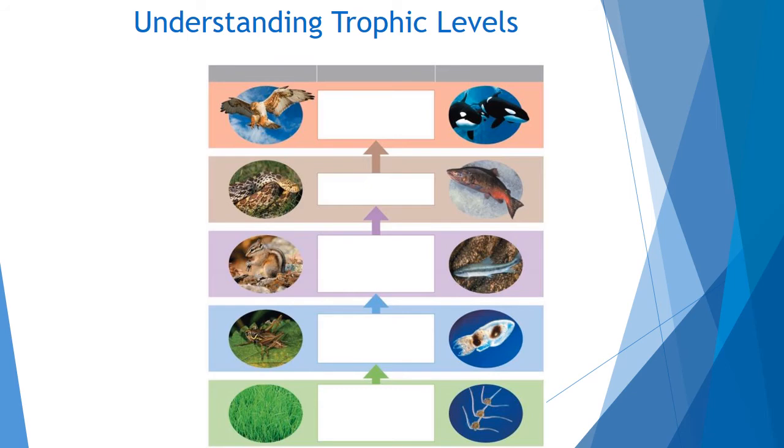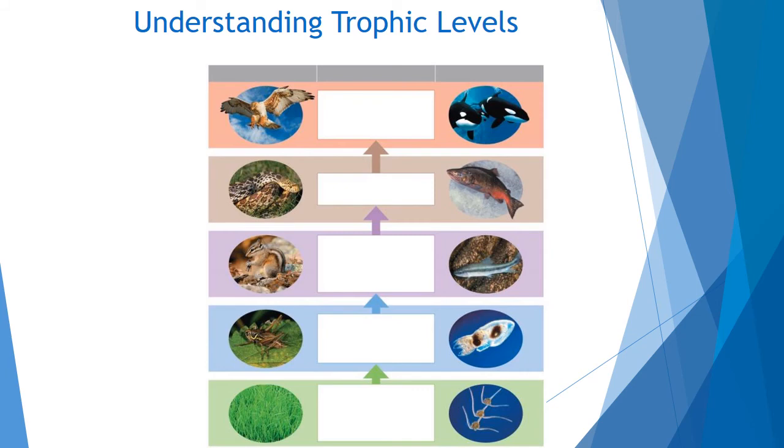And then the organisms that eat the producers are called primary consumers. So these are largely herbivores. They eat the plants or the phytoplankton or algae here. This would be zooplankton over here eating the phytoplankton. And the grasshopper eating the grass would be your primary consumer.